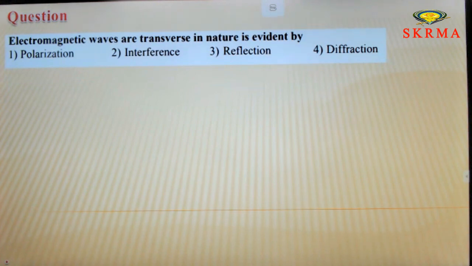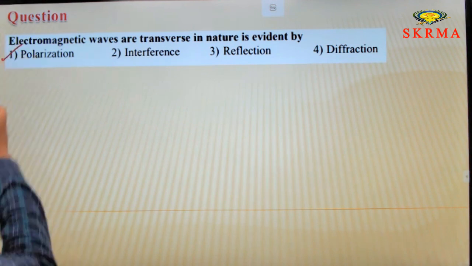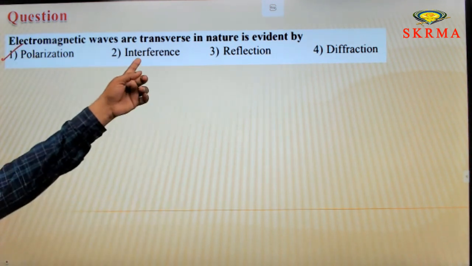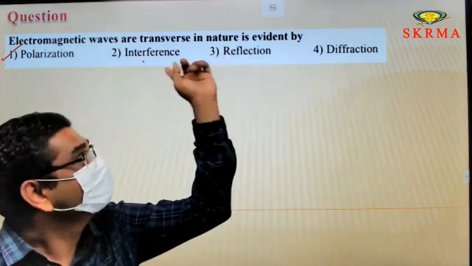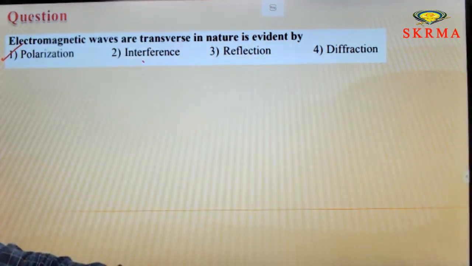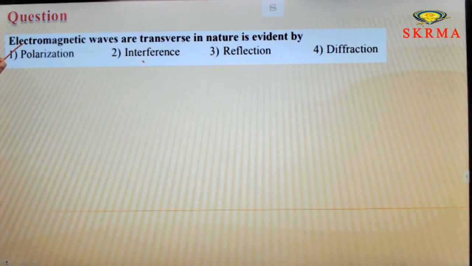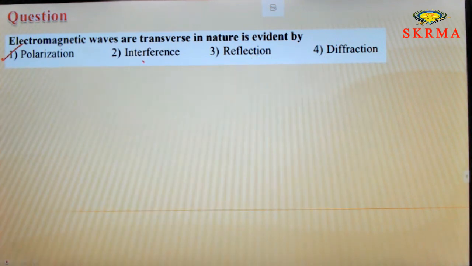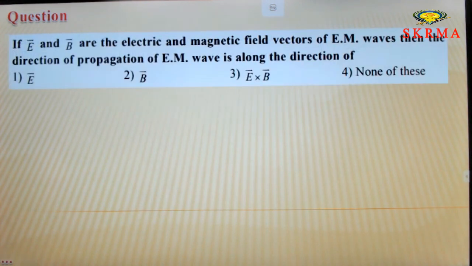Next. Electromagnetic waves are transverse in nature is evident by polarization only. Because polarization is only for transverse wave, not for longitudinal waves. Here interference, reflection, diffraction, all these three are valid for both longitudinal and transverse. But polarization is valid for only transverse wave. Transverse waves polarization concept untundi. Ee moodu vachesi rendintiki untayi, longitudinal waves ayithe transverse waves untayi. So what is the evidence for electromagnetic waves? That is a transverse wave. What is the evidence? Polarization.